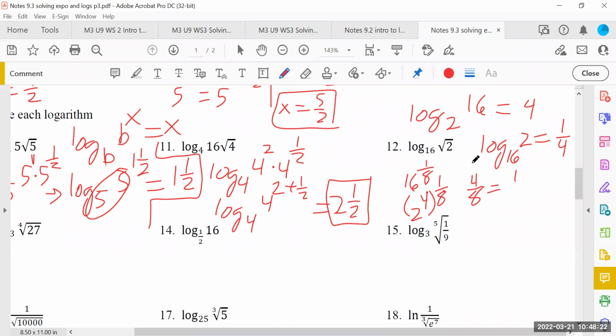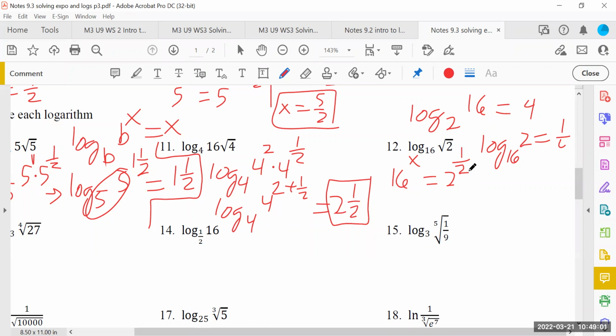Here's another way. I'm going to give you a little preview of what's coming up later. If I'm looking at this and I can't figure out how to make this work, let's rewrite it in terms of an equation. 16 to some power equals 2 to the 1/2 power. Does everybody see what I just did there? I rewrote this. What power of 16 gives me the square root of 2? So 16 to some power gives me 2 to the 1 over 2 power.